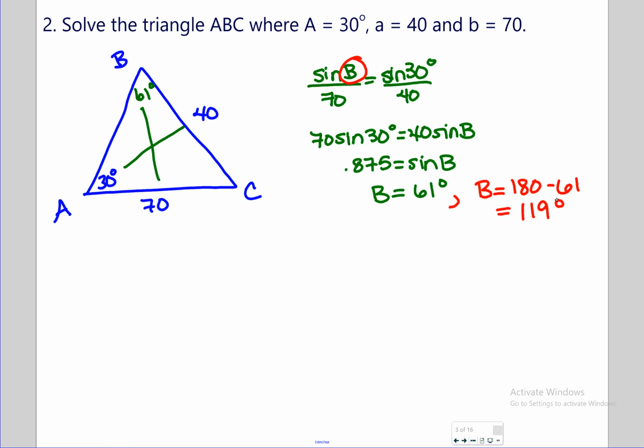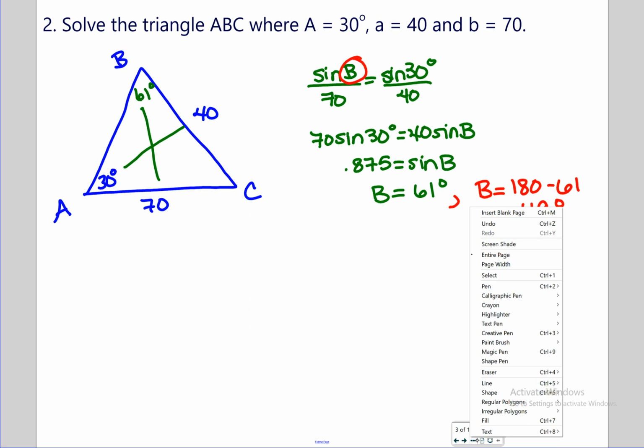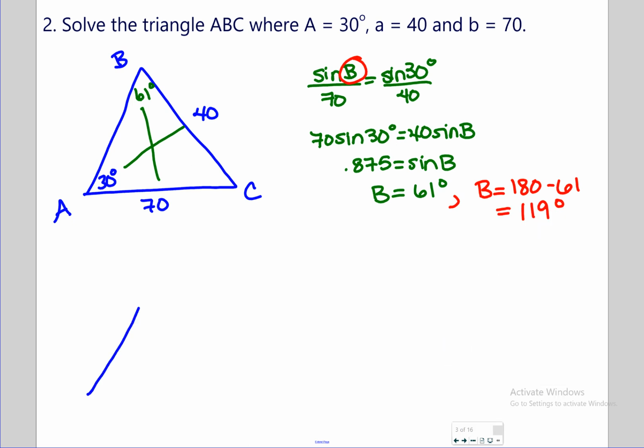Okay, so now the question becomes, if I took the 61 out and I put 119 in its place, would I be able to create a triangle with that? Yes, because I'm still under 180 degrees total. Between 119 and 30, that only gives me 149 degrees. So because I could use that instead of 61, we have a second triangle.